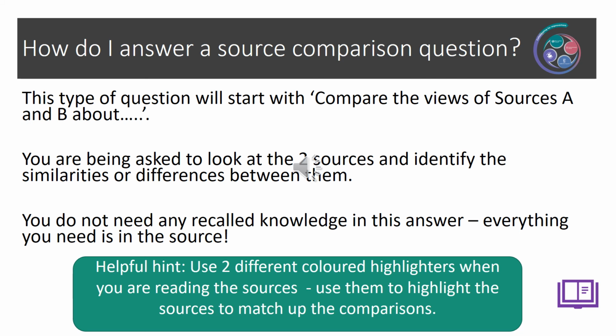The final type of source question that we're going to be looking at today is a source comparison question. This type of question will usually start with the phrase, compare the views of sources A and B about. What you're being asked to do here is to look at the 2 sources and identify the similarities or differences between them. Remember, in a source comparison question, this will be worth 4 marks and it should take you about 6 to 7 minutes to complete.